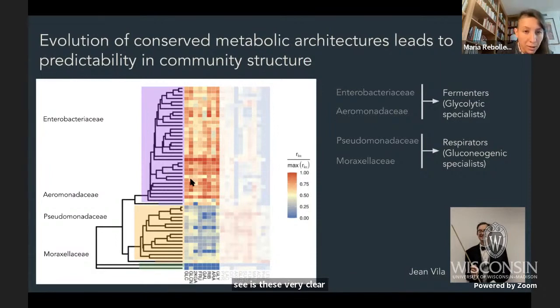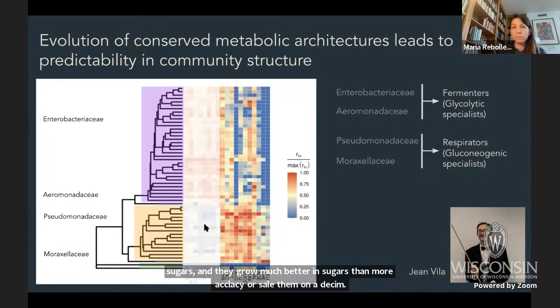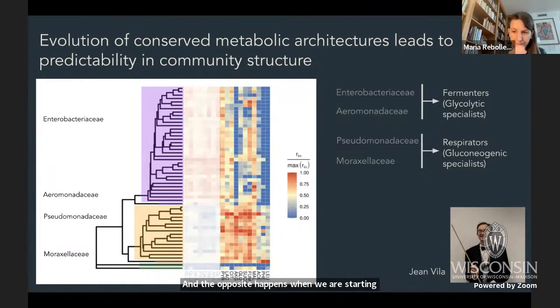So up here, the Enterobacteriaceae, these are all sugars, and they grow much better in sugars than Moraxellaceae or Pseudomonadaceae. And the opposite happens when we start to look at gluconeogenic carbon sources. And so then we get much better growth in organic acids for Pseudomonadaceae.